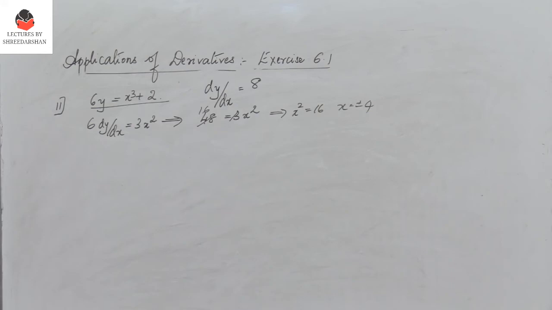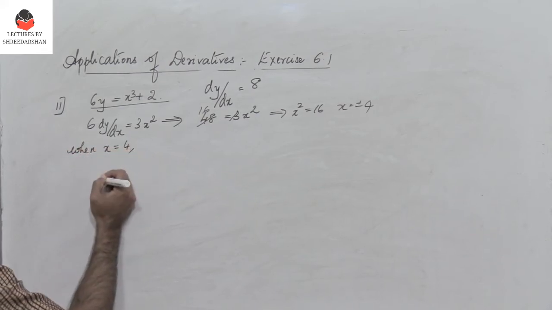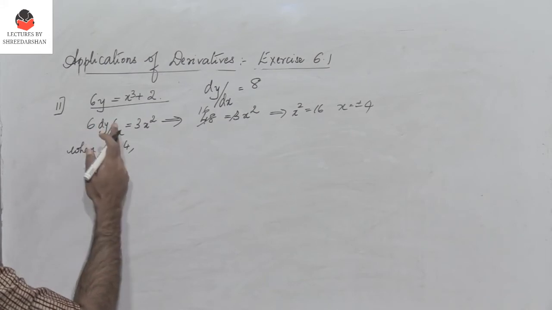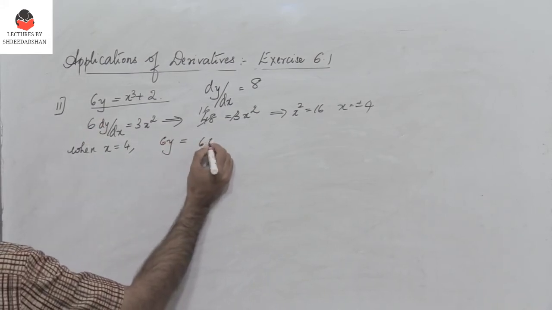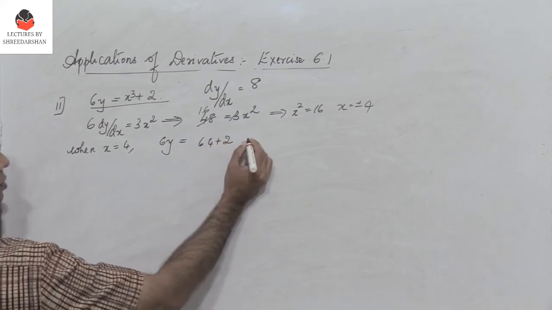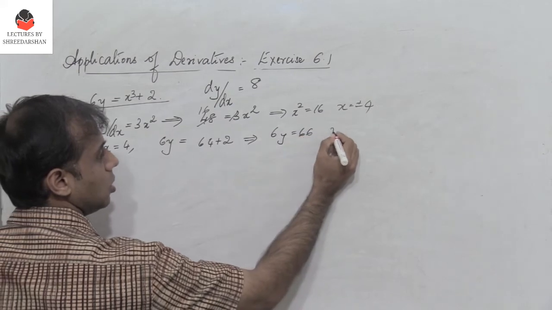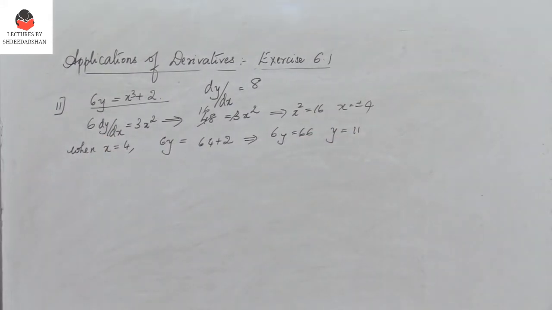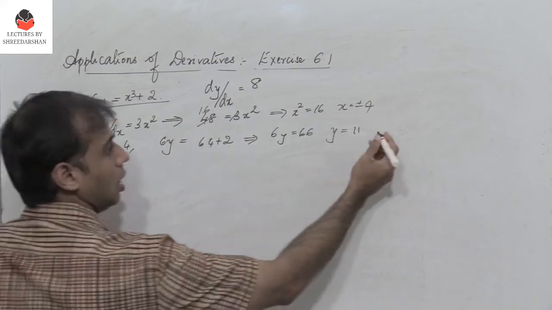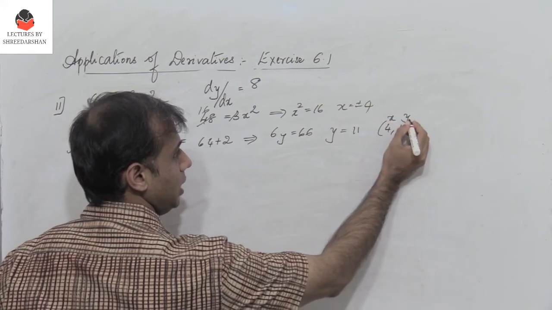So when the value of x is equal to 4, what happens? When x is 4, we have 6y, so I need to calculate the value of y. So 6y equals 64 plus 2. So this is nothing but 6y equals 66, or y equals 66 by 6, which is 11. So one of the points happens to be 4 comma 11. So this is x and this is y.